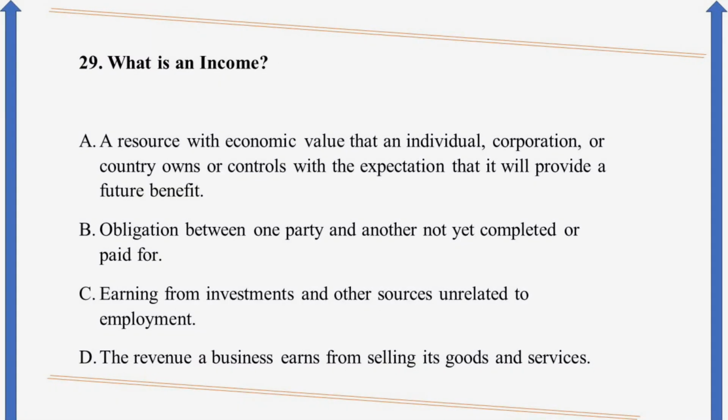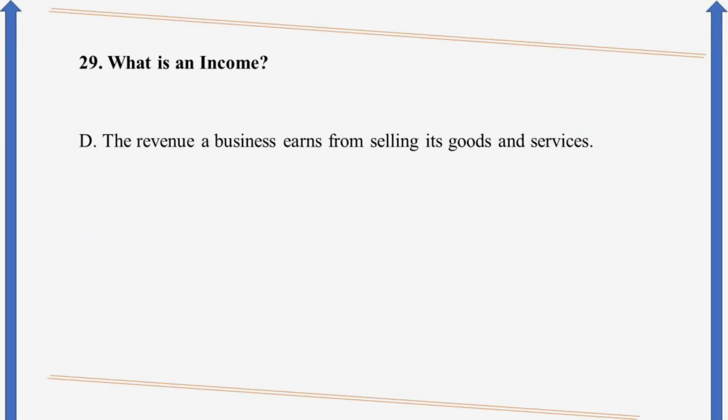29. What is an income? A resource with economic value that an individual, corporation, or country owns or controls with the expectation that it will provide a future benefit. Obligation between one party and another not yet completed or paid for. Earning from investments and other sources unrelated to employment. The revenue a business earns from selling its goods and services. Answer, D. The revenue a business earns from selling its goods and services.